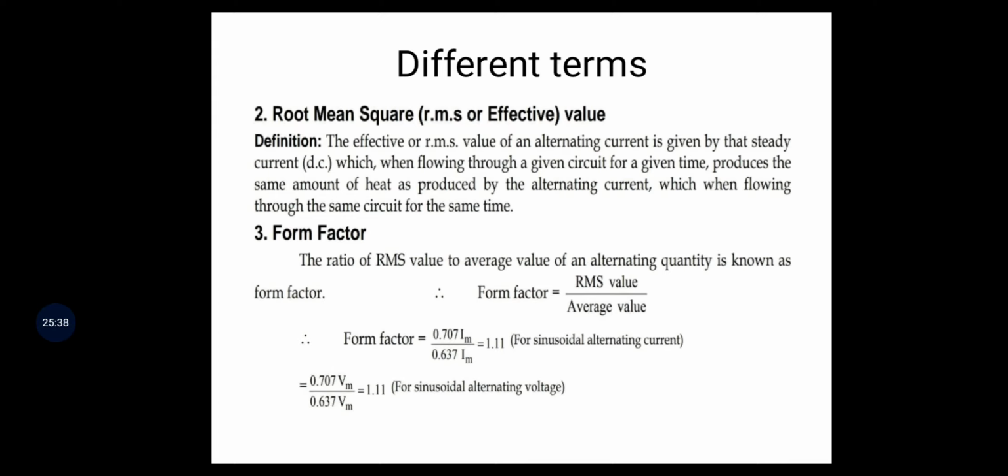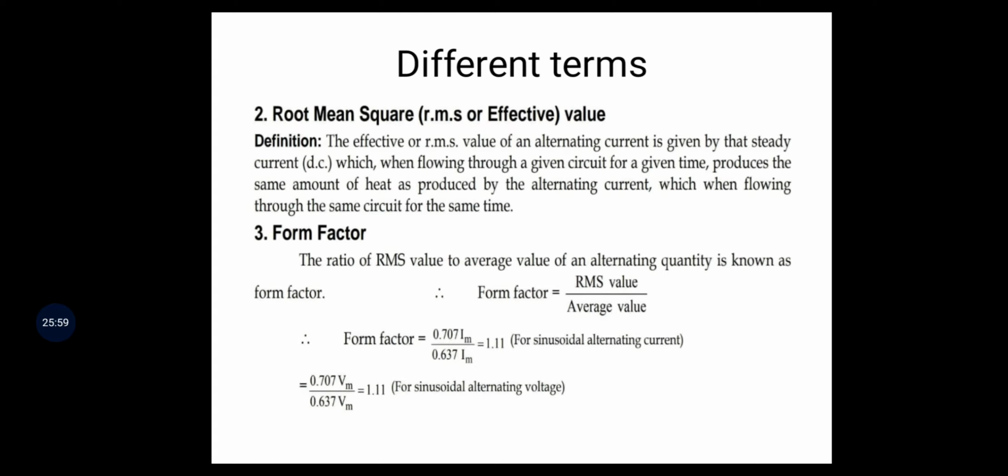Next, form factor. What is meant by form factor? The ratio of RMS value to the average value of an alternating quantity is known as form factor.